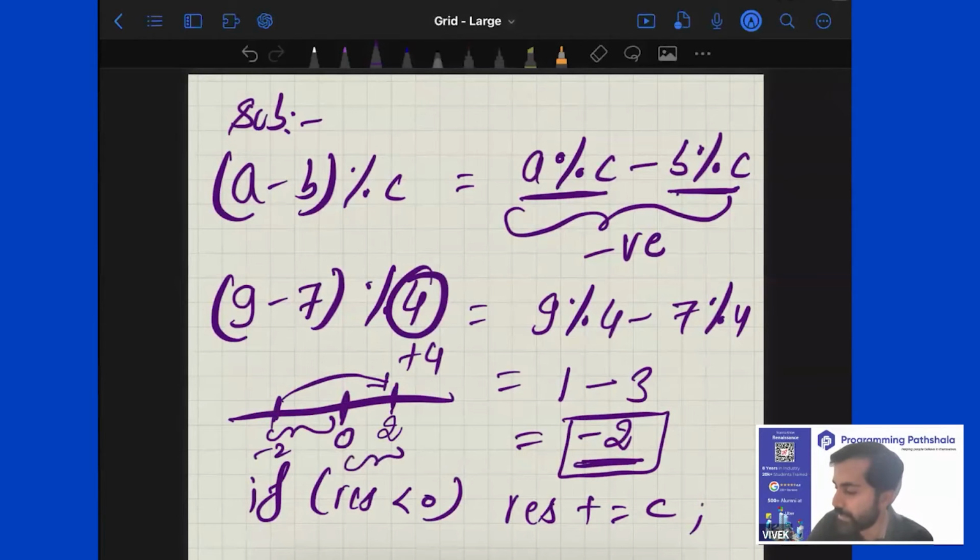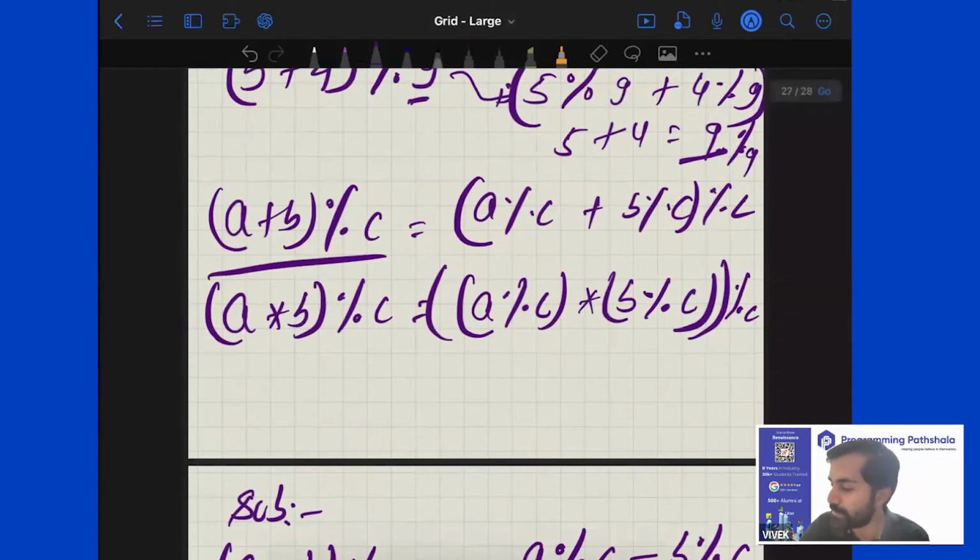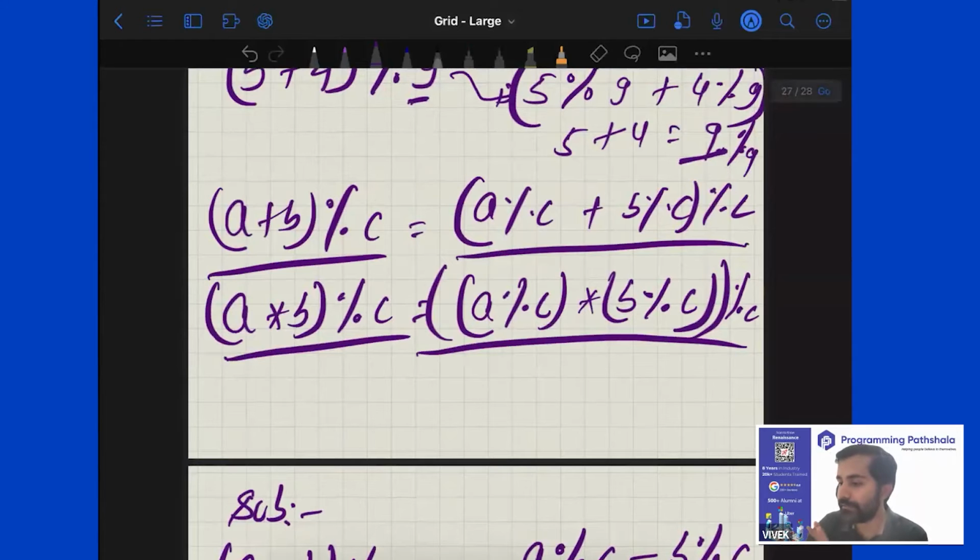We will prove it someday, but for now, just understand that if you are taking A minus B mod C, this is the rule: take A mod C minus B mod C, and if the result is negative, just add C to it. That's it. And for addition, it is quite simple. For multiplication also, it is quite simple. So this is the rule that we will follow.